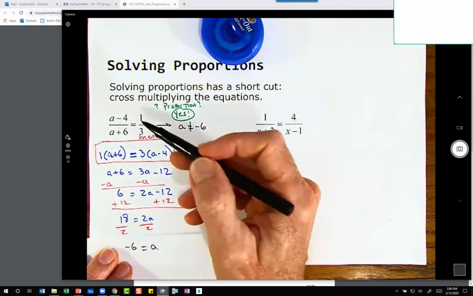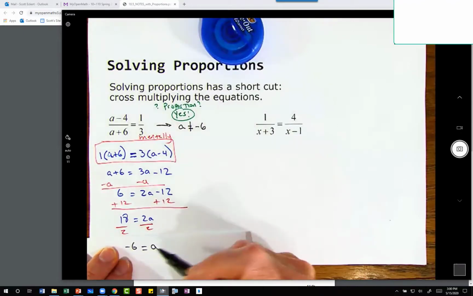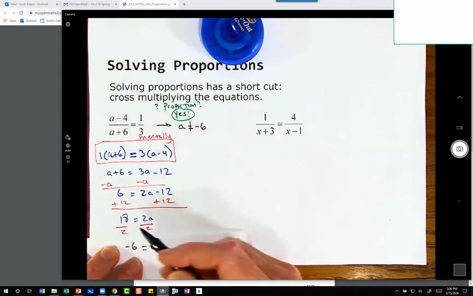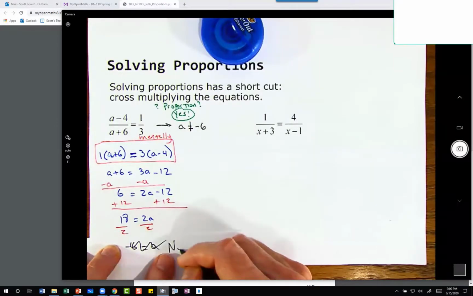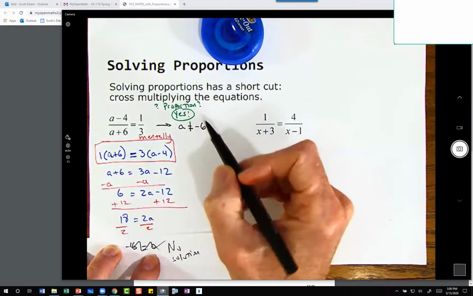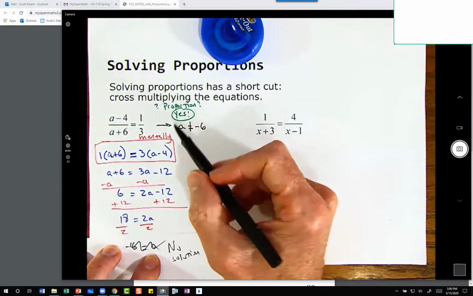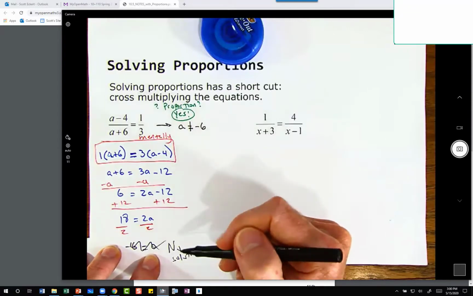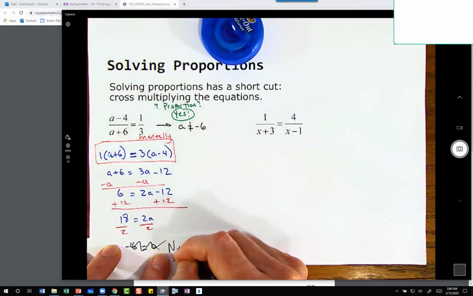If some weird equation came out and a equals -6, can a equal -6? No. So I would have to throw this answer away and say no solution. So we do need to pay attention to the restricted domain numbers, because occasionally they crop up in our algebra answers. And if they do, we've got to throw them out.